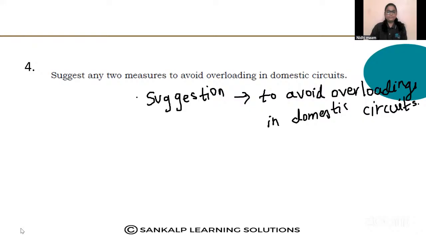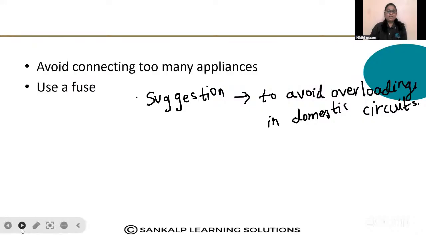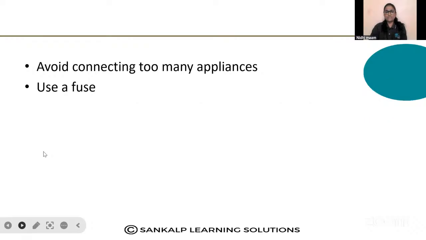So, the right answer, let us discuss here. Overloading. Avoid connecting too many appliances. ತುಂಬಾ appliances ಅನ್ನ connect ಮಾಡೋದನ್ನ ಕಡಿಮೆ ಮಾಡಬೇಕು. And then use a fuse. You have to use a fuse and avoid connecting too many appliances.